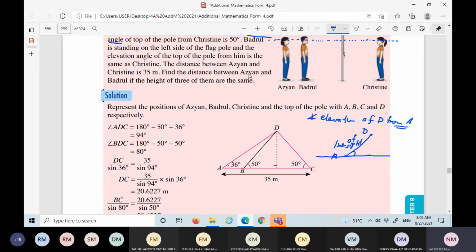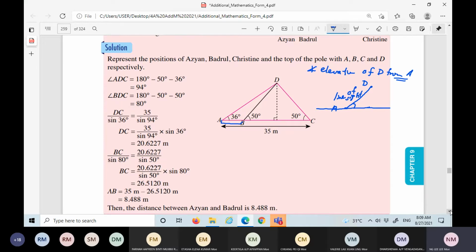For this question, they are asking for the distance AB. So for the solution given in the textbook, we go through it. But before that, what do we have? We have this angle, this angle, and this angle. Because we have this length, we concentrate on this big triangle first. So you have this angle and this angle, two angles and one length.